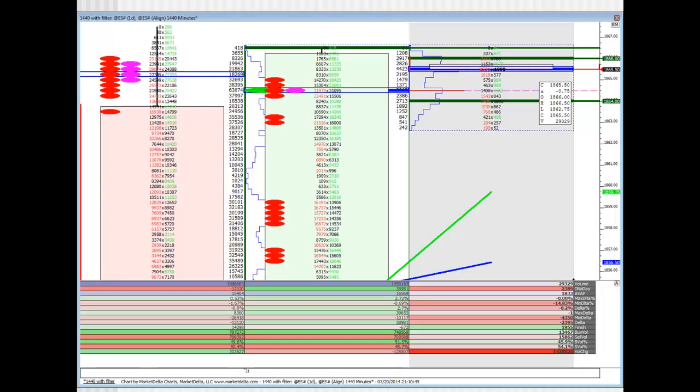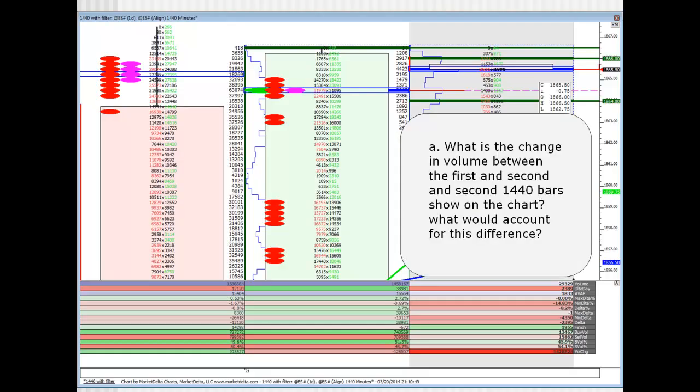We will, however, begin by taking a look at our exercise and answering the questions. Before you here, we have a 1440-minute chart. The chart is a footprint chart, and it also has several filters on it. It's got moving averages, and it's got footprint statistics, bar statistics at the bottom of the chart. Now let's take a look at the question that we would like to answer.